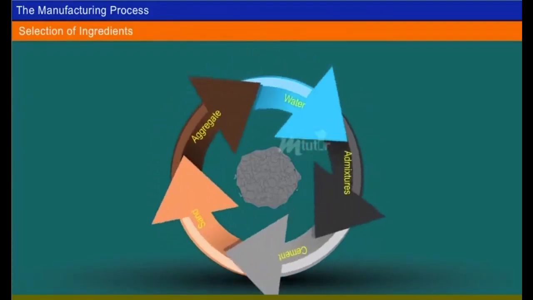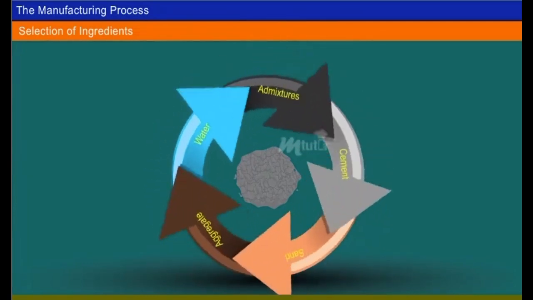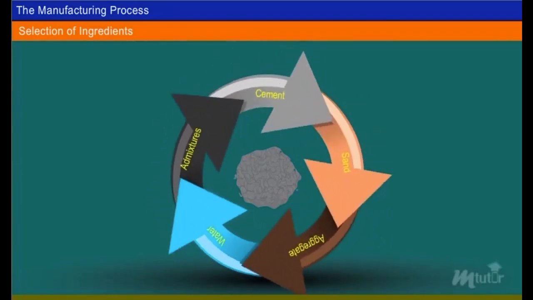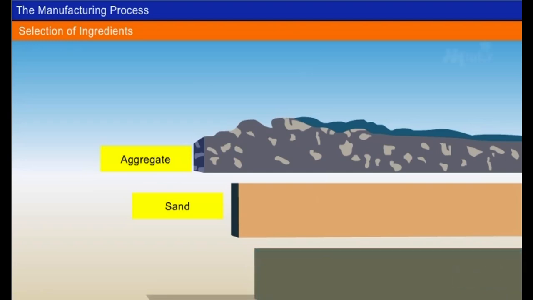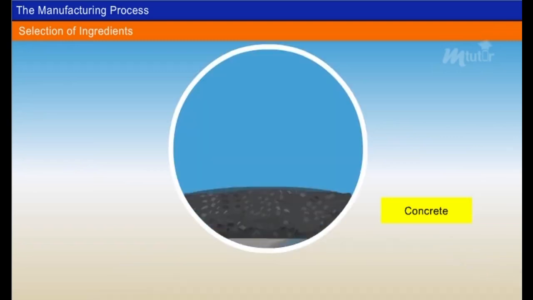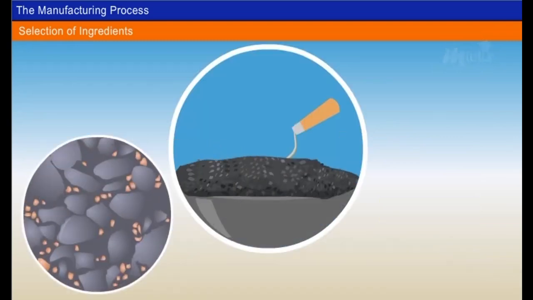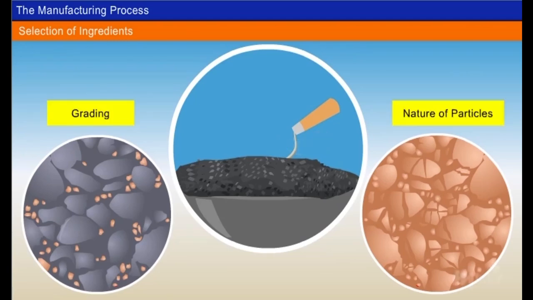Selection of materials plays an important role in the manufacturing of concrete, as it has a great influence over the strength, durability, and workability of concrete. Cement acts as a binding material when added with water to form a paste that binds aggregates and hardens to form a mass. Aggregates have an important influence on concrete as they affect the workability. Hence, the selected aggregates should be considered for their grading and nature of particles.